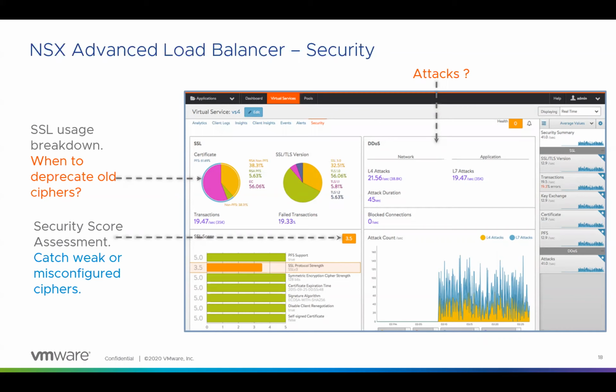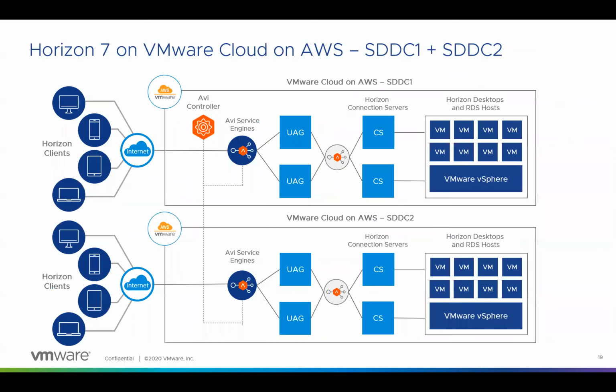Next one is it tells you about SSL usage. If you are using deprecated ciphers, your score goes down and so on. And finally, attacks. So if you are under denial of service attacks, you will see this in this pane. So this is a high level topology of our AVI load balancer or NSX Advanced Load Balancer, which we have been using, and we have deployed this inside VMware Cloud on AWS.